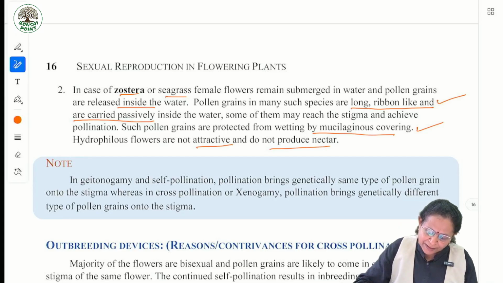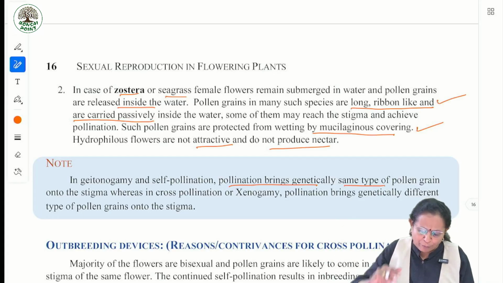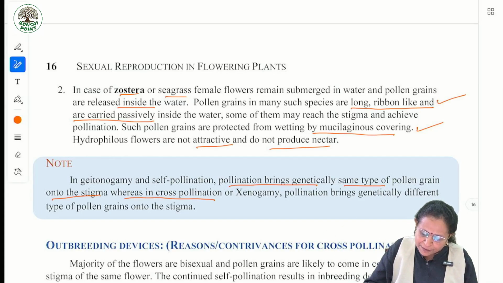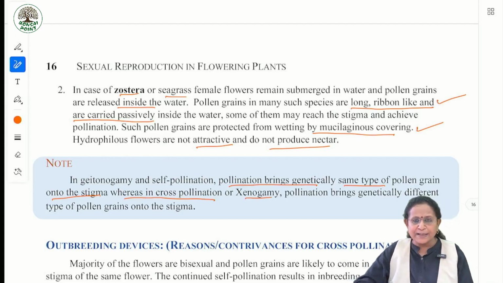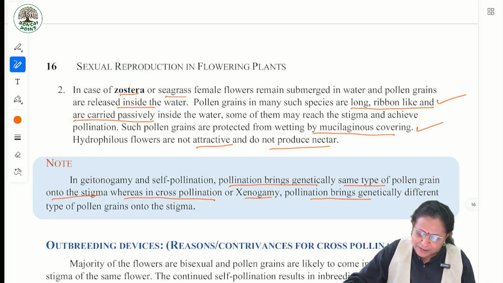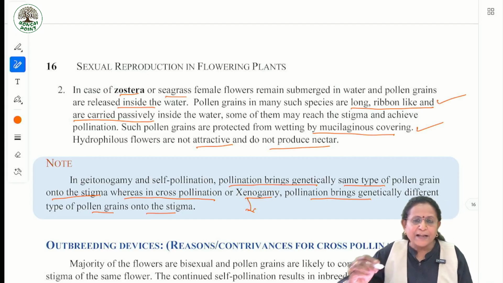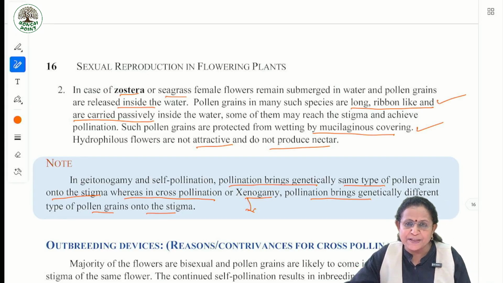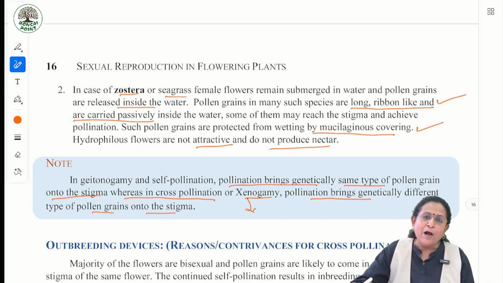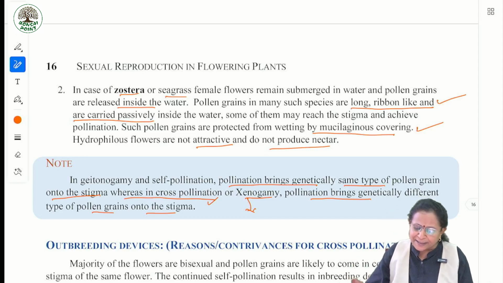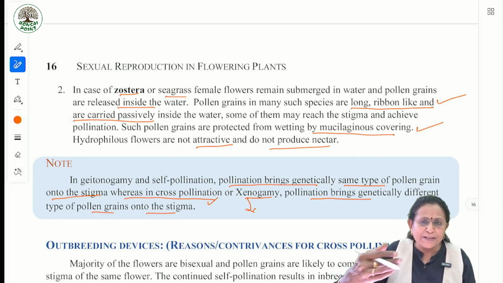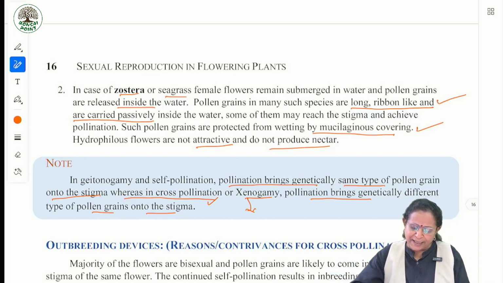In geitonogamy and self-pollination, pollination brings genetically the same type of pollen grain onto the stigma, whereas in cross-pollination, xenogamy, we say, pollination brings about genetically different type of pollen grains onto the stigma. I think I told you about this. Transfer of pollen grains from the anther onto the receptive stigma of another flower on a different plant of the same species is called cross-pollination. But if it is intervarietal, it is said to be xenogamy. If you have forgotten, you can just refer the points there, okay, under xenogamy.